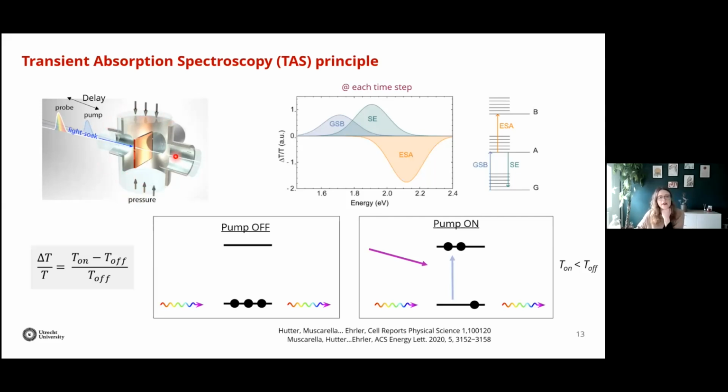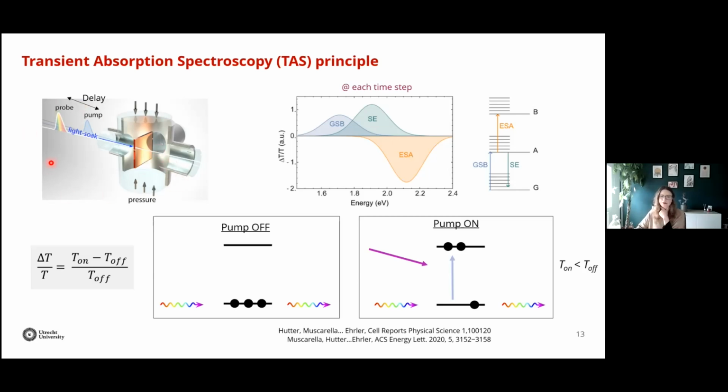And here you have the setup, where we have this pressure cell that I will show you in a bit how it's done. So we have a pump light that excites the sample, a probe which makes basically a photograph of the system at a certain delay time between pump and probe, and then we have a light soaking beam, which is the trigger for phase segregation.